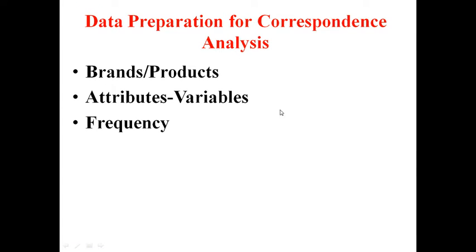Now once we collect the data, we have to prepare the data for correspondence analysis. How will we prepare the data? In the first variable you have to define the brand names, if you have taken brands, that is the brands or the products. The second variable you will define is the attributes or the variables, and the third will be the frequency. So these are the three variables you will define in the variable view of SPSS. First one is the brands or products, second is the attributes or variable, third is the frequency.